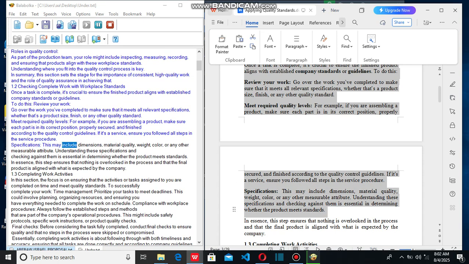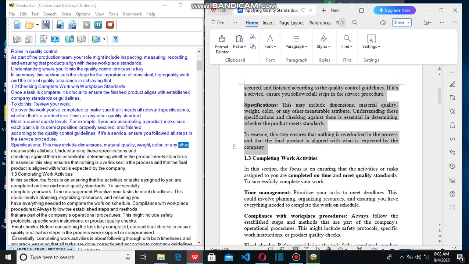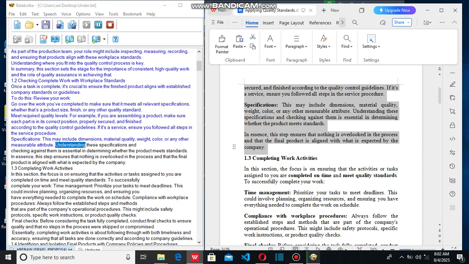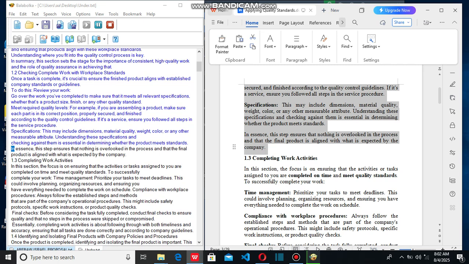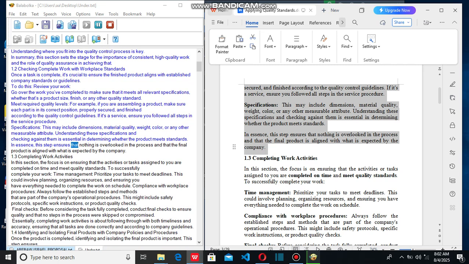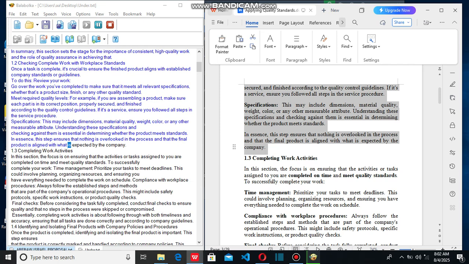Specifications. This may include dimensions, material quality, weight, color, or any other measurable attribute. Understanding these specifications and checking against them is essential in determining whether the product meets standards. In essence, this step ensures that nothing is overlooked in the process and that the final product is aligned with what is expected by the company.